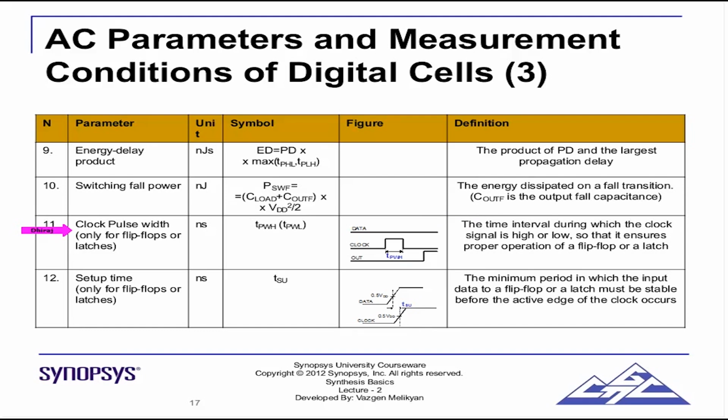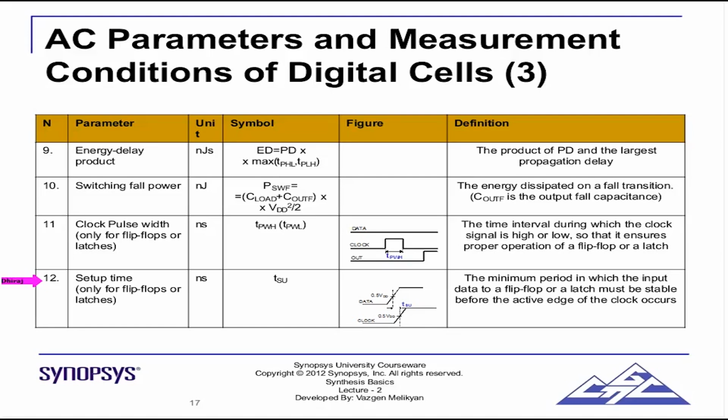Now memories are usually very high density circuits, and to write or read into a memory location takes a bit of time, and therefore they have stringent requirements on the clock pulse width.